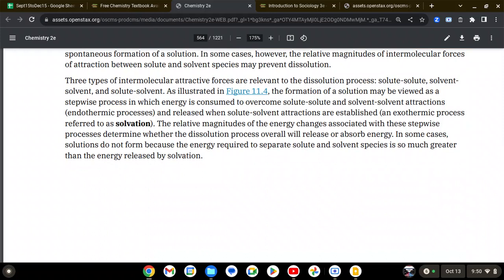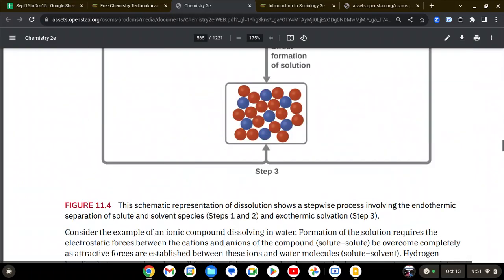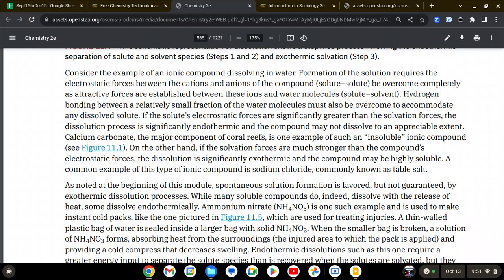The relative magnitudes of the energy changes associated with these stepwise processes determines whether the dissolution process overall will release or absorb energy. In some cases, solutions do not form because the energy required to separate solute and solvent species is so much greater than the energy released by solvation. Consider the example of an ionic compound dissolving in water. Formation of the solution requires the electrostatic forces between the cations and anions of the compound to be overcome completely, as attractive forces are established between these ions and water molecules. Hydrogen bonding between a relatively small fraction of the water molecules must also be overcome to accommodate any dissolved solute.